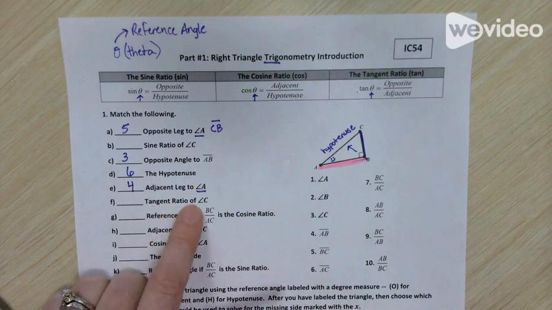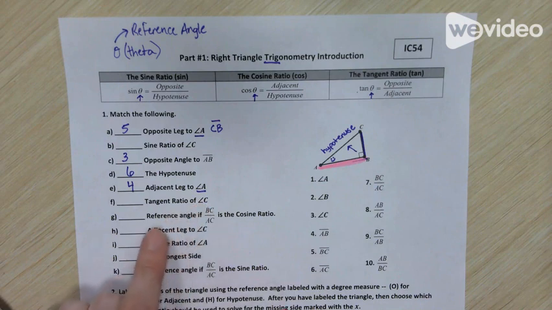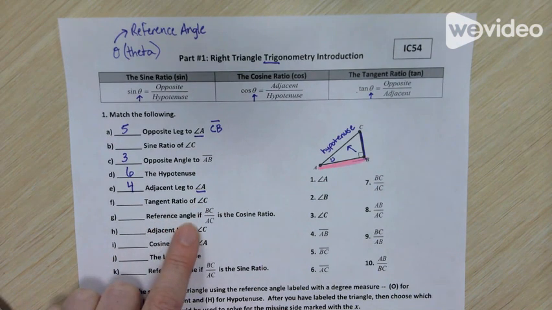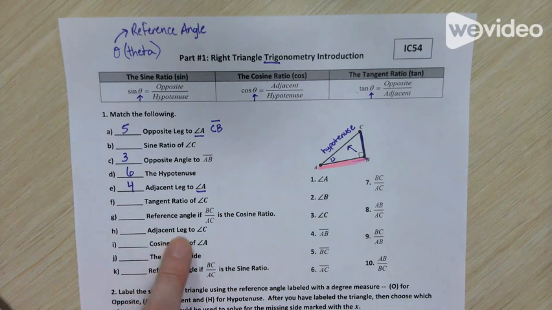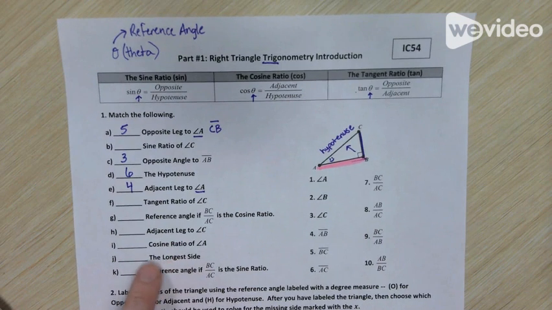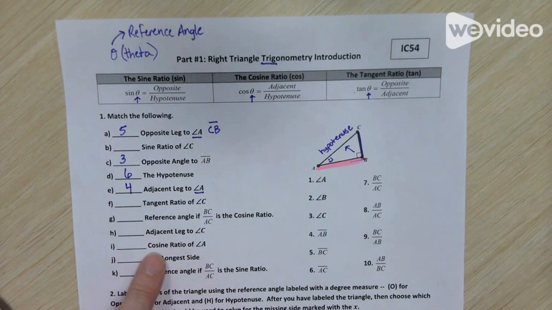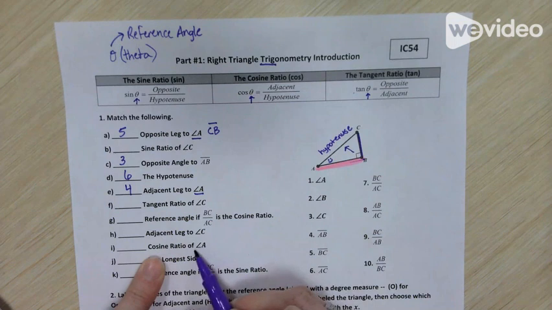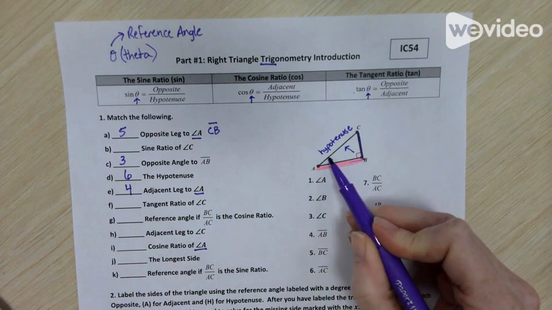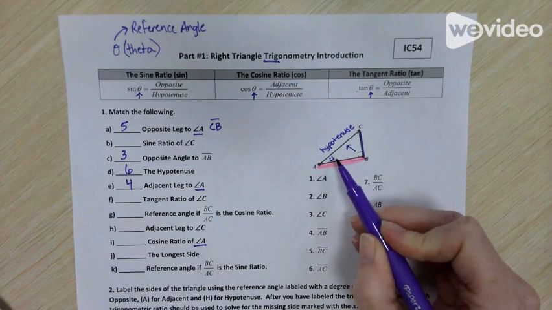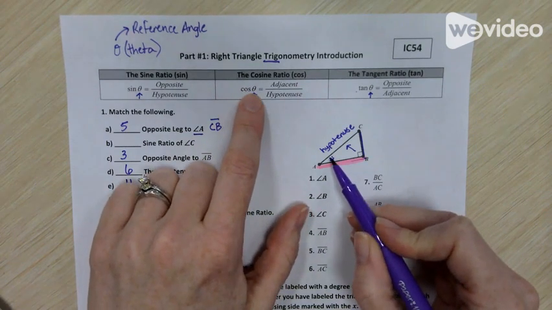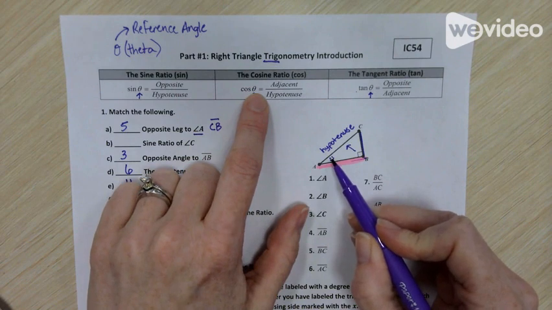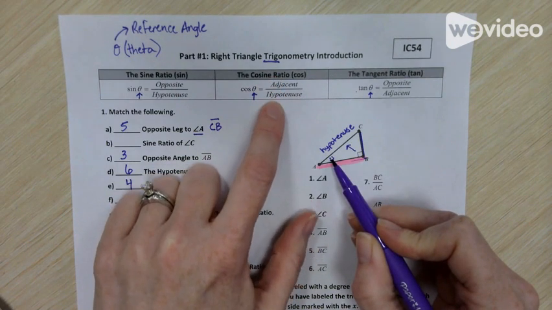Tangent ratio, again, switches our reference angle up on us. So let's not do that one quite yet. This one asks us about a reference angle, so we'll come back to that one. H is the adjacent leg to angle C again, so that's a different reference angle. Let's tackle I, the cosine ratio of angle A. So we're going to be able to keep using this as our reference angle. A quick check at the top says that if we're doing the cosine of an angle, in this case angle A, it's going to equal the adjacent side over the hypotenuse.